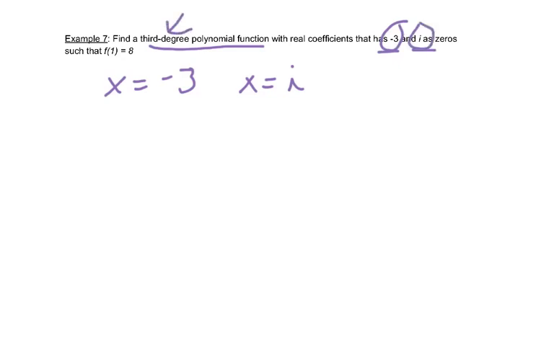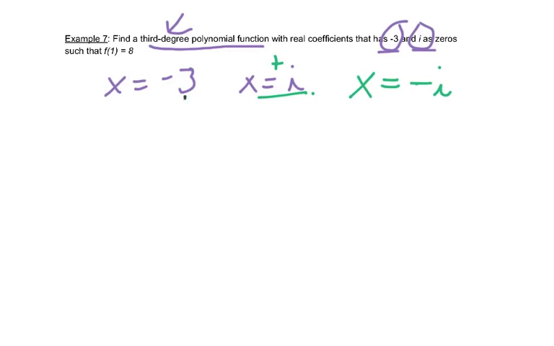So here we go. It says find a third-degree polynomial function with real coefficients that has -3 and i as zeros. So it tells us that x equals -3 and x equals i. That's what zeros means, that x equals this and x equals this. But this tells me that I should have 3 of them and I only have 2 of them. And that's where I need to remember that if we have i's, they have to come in pairs. So if I have a positive i, that means I also have to have a negative i. Whether or not they tell you that, they always come in pairs.